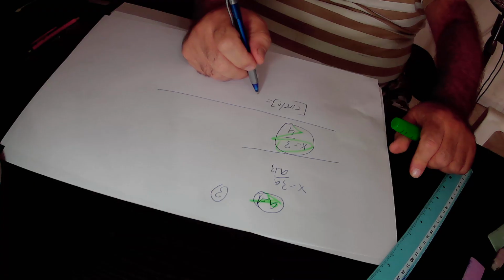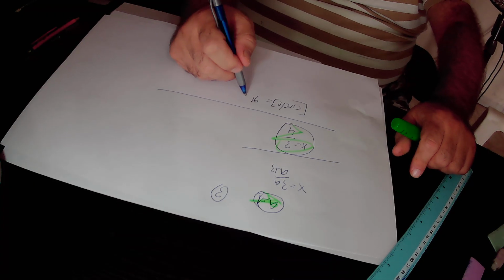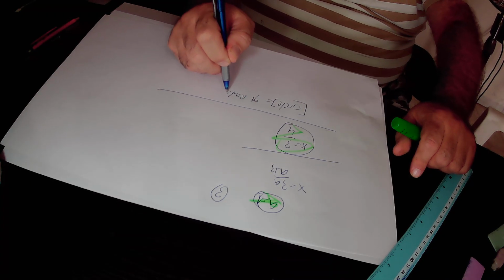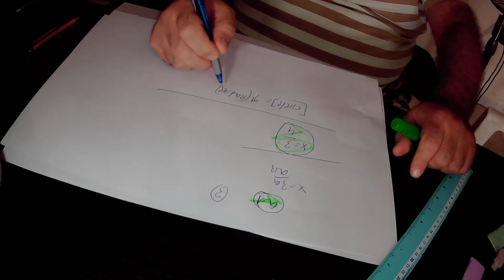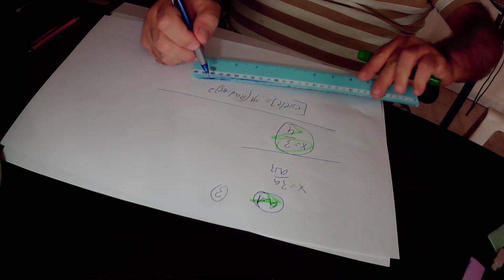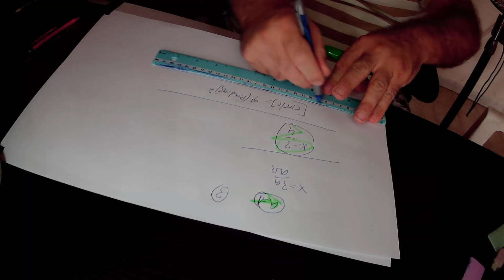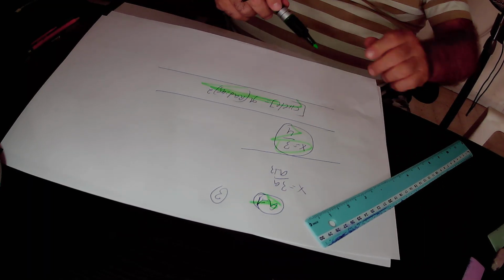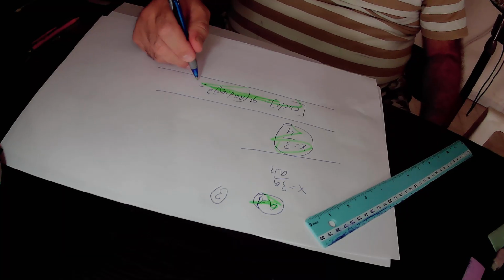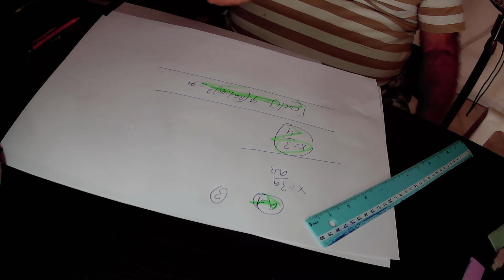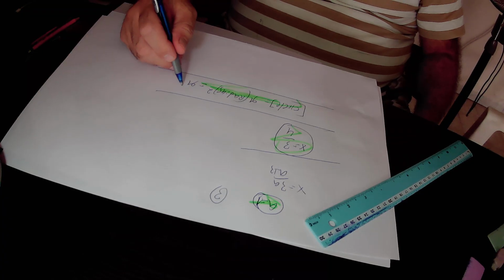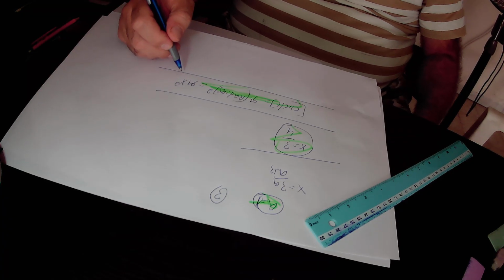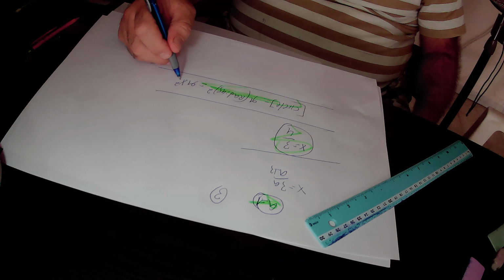Actually, we know that the area of any circle equals pi times the radius of the circle squared. And therefore, the area of our circle must be equal to pi times the radius of our circle squared. The radius of our circle squared is x squared, so the area of our circle must be equal to pi x squared.